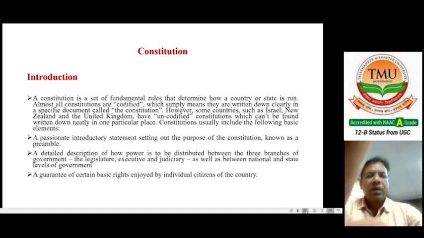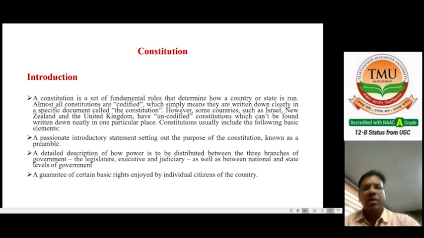First, and most important, are the introductory statements setting out the purpose of the constitution, known as the preamble. That means the preamble is the gist of the constitution, a very brief statement of it.